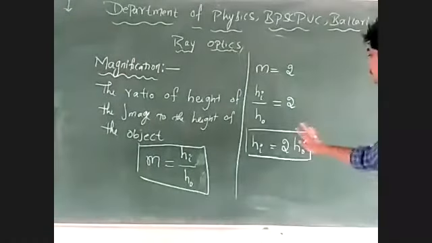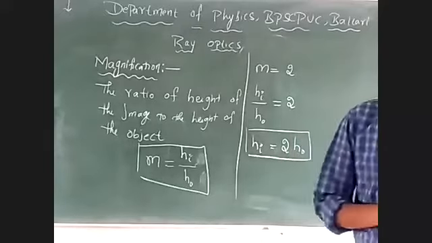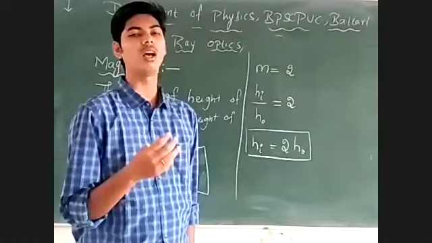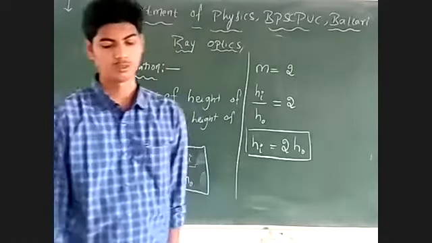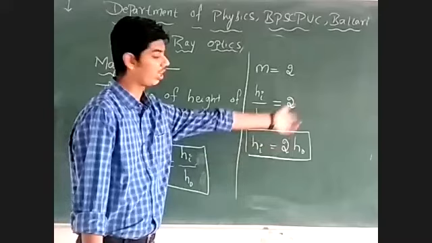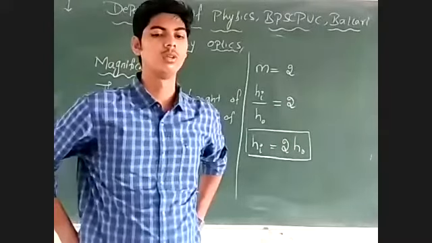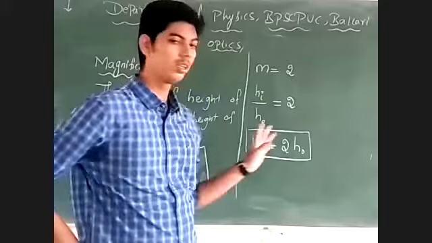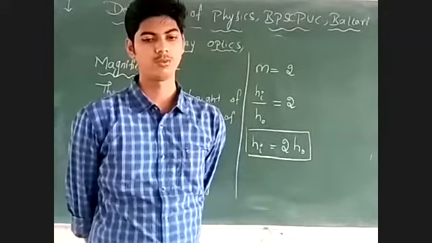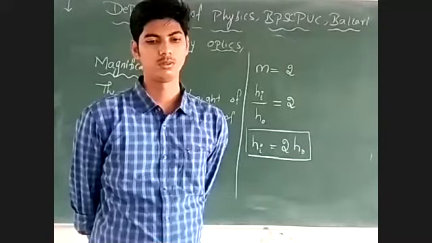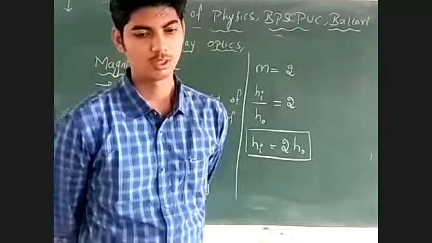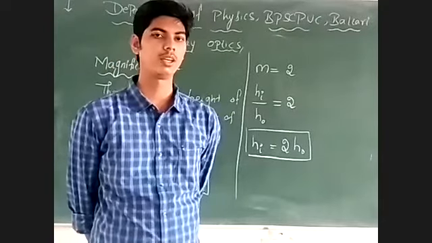However, what do we conclude about the image? Whether the image is magnified or the image is diminished in this case. Height of the image is twice height of the object. What do you conclude? Yes, the image is magnified.